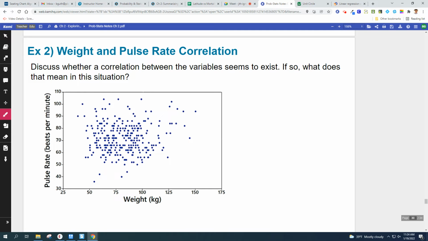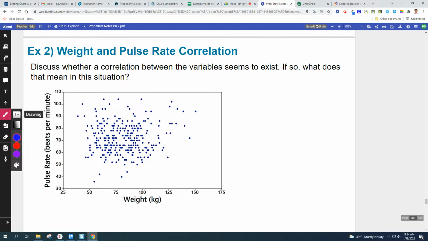Number 2, weight and pulse rate correlation. Discuss whether a correlation between the variables seems to exist. If so, what does that mean in the situation? Well, it's a lot harder to draw a line and to predict what's happening here. I can't really tell if there's a correlation or not. You try to draw a line, I'm not really sure if that's a good representation. Is that better than this? I'm not really sure. Who knows really? It's very difficult to tell here.